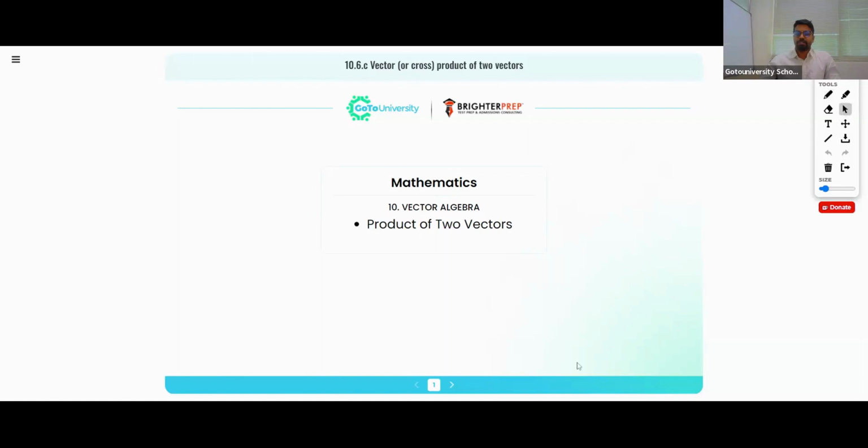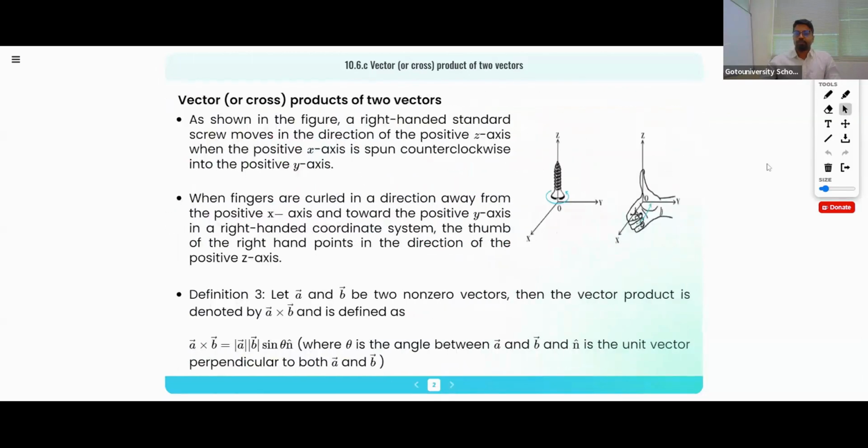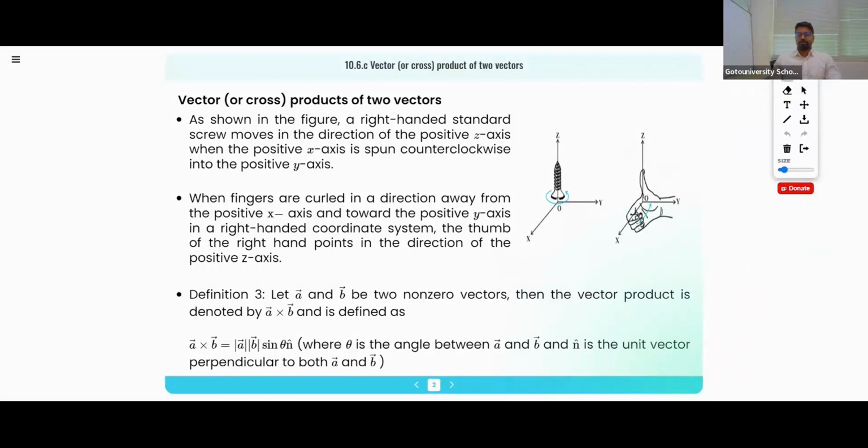I already mentioned why it is called vector product. When you multiply with the vector product method, we have to remember this right-hand system, as shown in the figure, a right-handed standard screw. Okay, there is a screw here. If you rotate the screw in this direction, the screw moves upward, right?